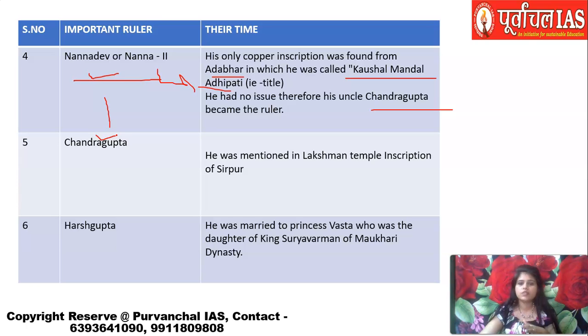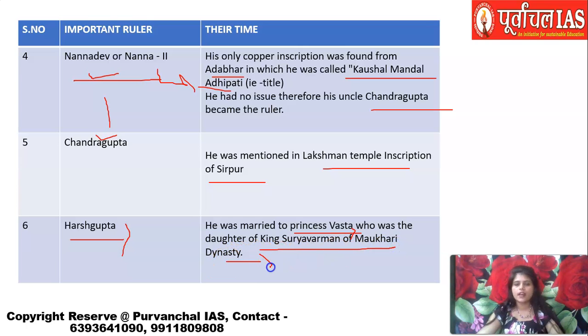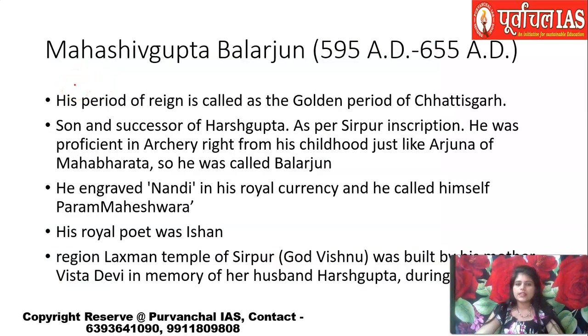Please do not get confused with the Gupta ruler Chandragupta. It is not that, it is the ruler of Pandu dynasty. His name was Chandragupta. And about Chandragupta, we find a mention in the Lakshman temple inscription of Sirpur. Then came Harshgupta. This Harshgupta was basically married to Princess Vasta. Now, who is this Princess Vasta? She is the daughter of King Suryavarman of Mokhari dynasty. There was a dynasty known as Mokhari having a King Suryavarman, and his daughter was this Vasta, who was married to Harshgupta.